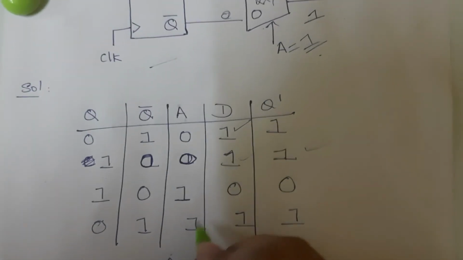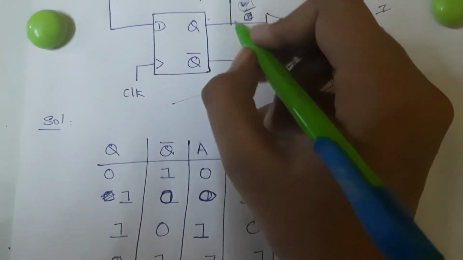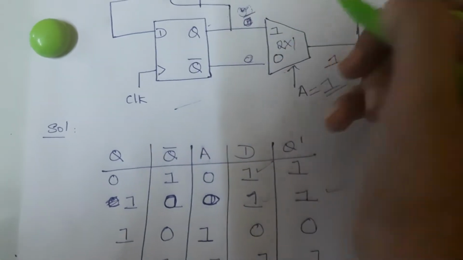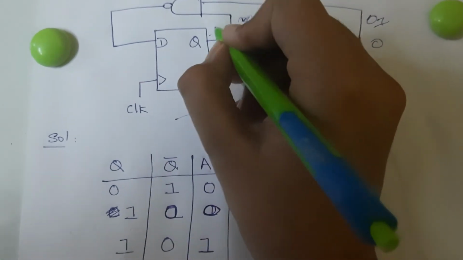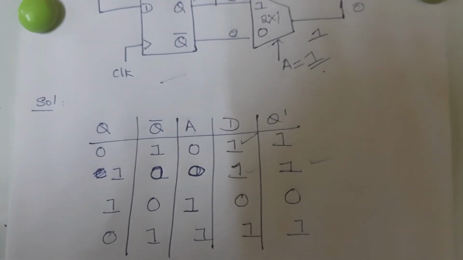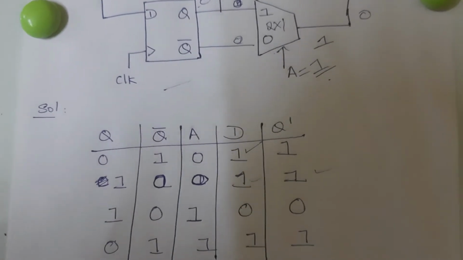Again I'll take A as 1. If A is 1, it will take Q which is 0. So 0, 0 NAND is 1. So D is 1, Q is 1. Now based on this truth table, let's draw the state diagram.